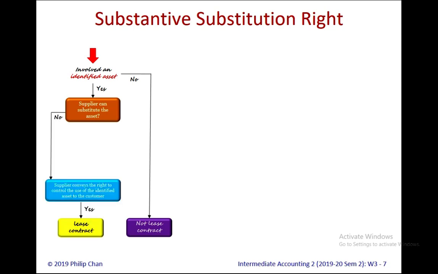Then of course you have to assess whether the supplier has conveyed the right to control the asset to the customer, the lessee. If the answer is yes, of course, the contract itself is a lease contract. But what happens if the supplier can in fact substitute this asset?